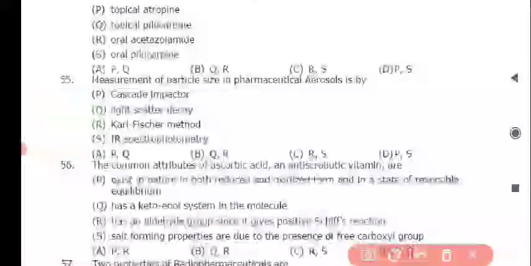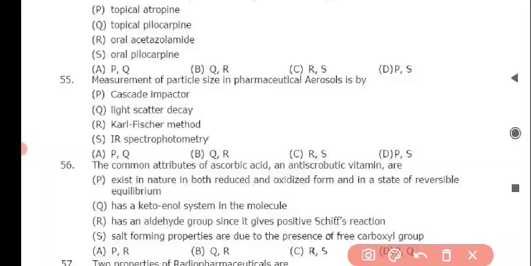The next question is, measurement of particle size in pharmaceutical aerosols is by P. Cascade impactor, Q. Light scatter decay, R. Karl Fischer method, S. IR spectrophotometry. And the correct answer for this is option A, that is P and Q, that is cascade impactor and light scatter decay.